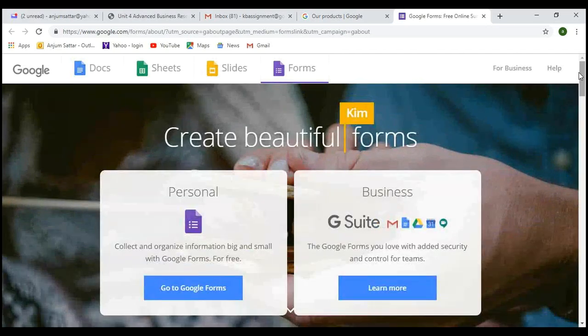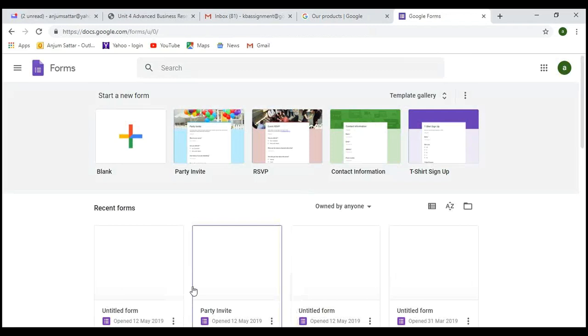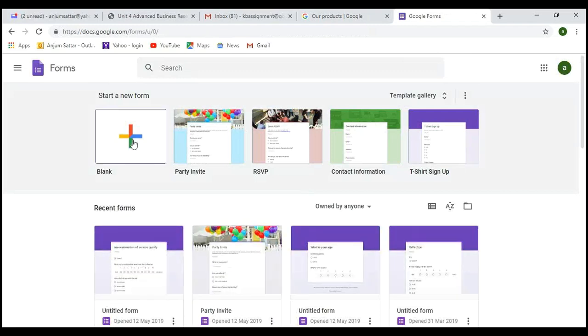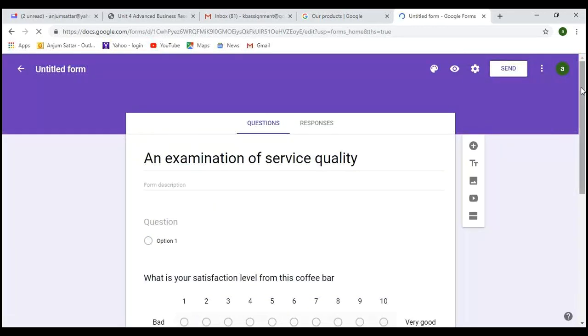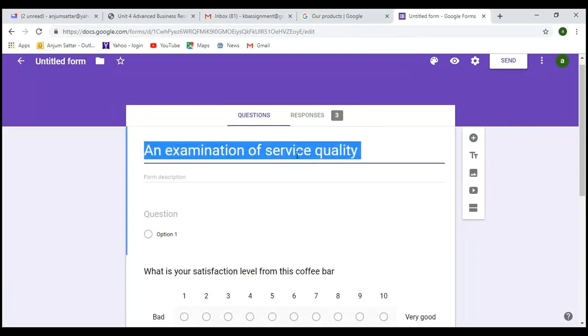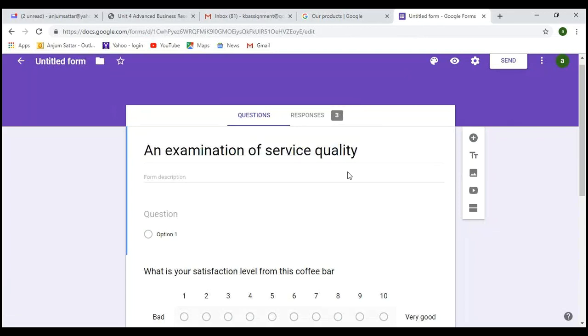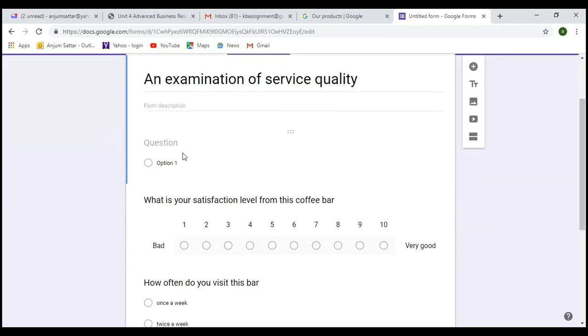okay, and if you click into the personal form, yes, first post, you can open one simple new form. I already prepared some forms, so I can go through those I already prepared. So when you click here, that form will be made. You can set your research topic, which I set here, an examination of service quality. Then underneath you can set the research question.